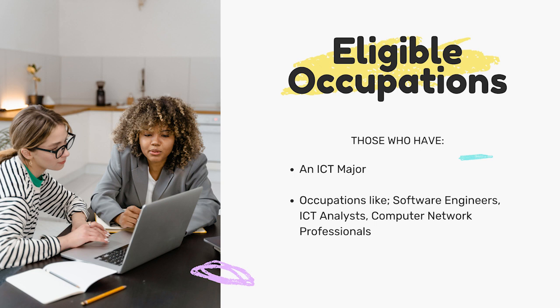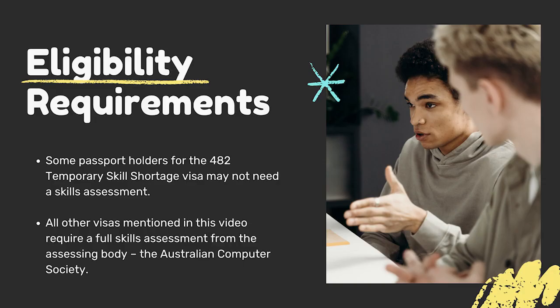Now, this is just going to be a very broad overview of what visas they can apply for and a very basic overview of the eligibility requirements for these visas. First of all, because this is about applying for a visa that is permanent residency in Australia, or at least leads to permanent residency in Australia, basically all these visas are the 482 temporary skills shortage. For some passport holders, you may not need a skills assessment. All the other visas I'll talk about today definitely need a skills assessment.